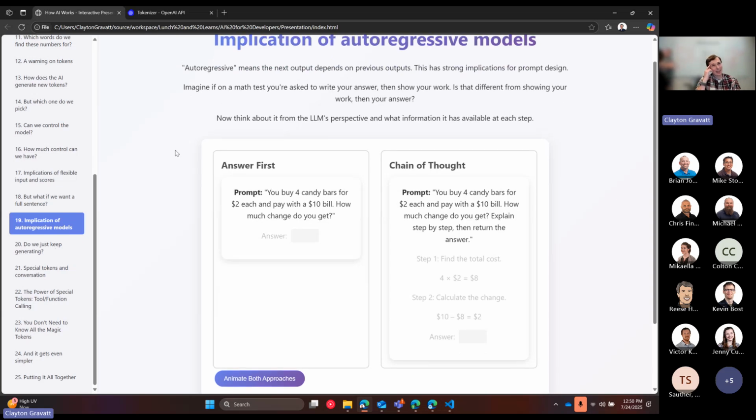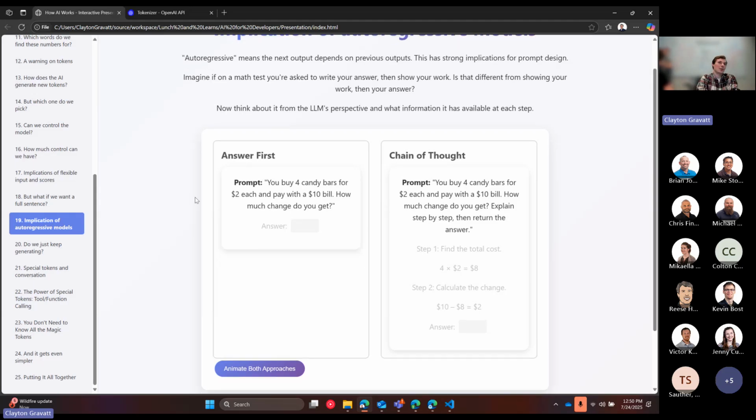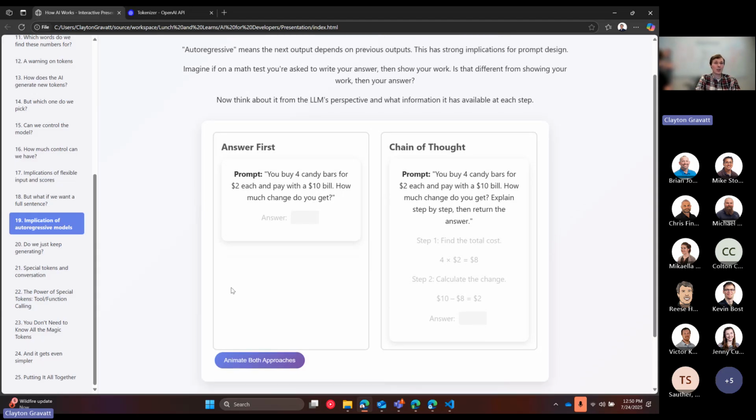So if you think about it from the LLM's perspective and what information it has available at each step, let's say we give it a prompt: you buy 4 candy bars for $2 each and pay with a $10 bill. How much change do you get? When it's generating that next token, if you ask it to just give me the answer, all it has available for its processing is just that prompt, those tokens that came before it.